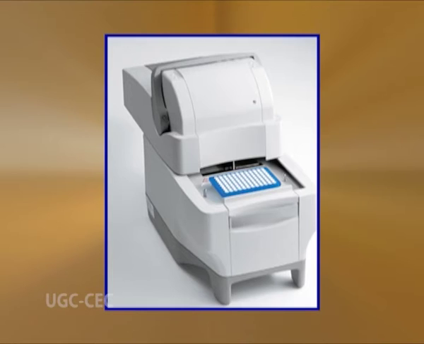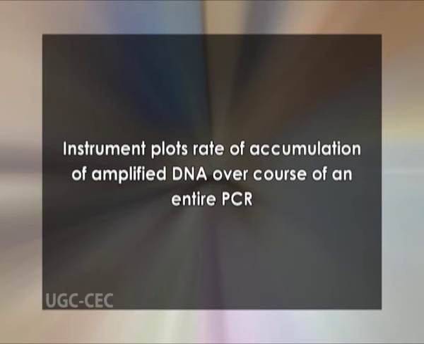Real-time PCR uses fluorescence-detecting thermocyclers to amplify specific nucleic acid sequences and measure their concentration simultaneously. Because the target sequences are amplified and detected in the same instrument, there is no need to withdraw aliquots during the reaction and process them. Instead, the instrument plots the rate of accumulation of amplified DNA over the course of the entire PCR reaction. The greater the initial concentration of target sequences in a reaction mixture, the fewer the number of cycles required to achieve a particular yield of amplified product, where the target amplification is first detected.